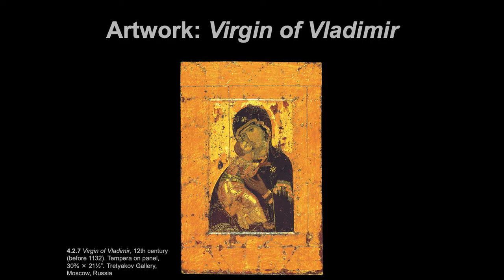And this one's kind of large for an icon. This is 30 inches high by 21 inches wide. A lot of these are smaller than a piece of paper. So this is about twice the size of a piece of paper, a little more. And it's tempera on panel. We're in the Middle Ages, 12th century, before 1132, and this is called the Virgin of Vladimir. And there's gold leaf usually all around here.